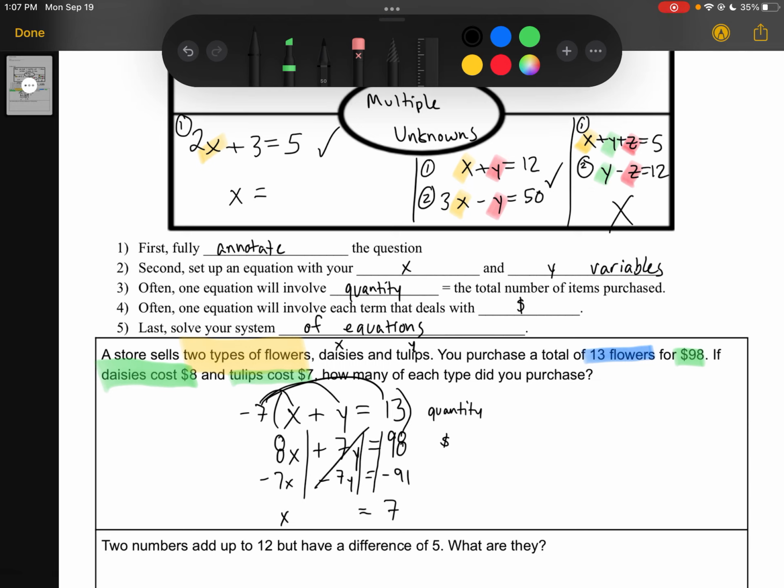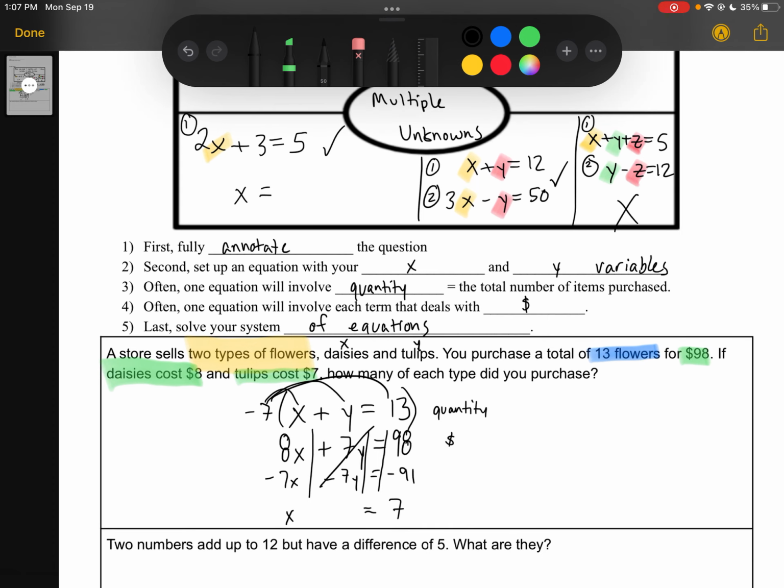So what we see is we buy 7 x's. Well, what is 7 x's? Well, that is daisies. So x equals 7 daisies. So we can take our x value and now plug it back into that original equation. So I'll actually have you do that now. So if we buy 7 daisies, how many tulips?